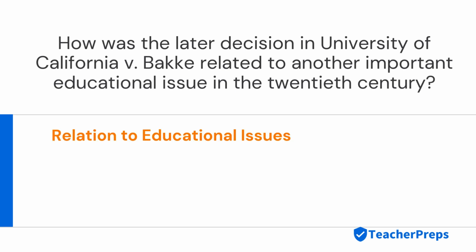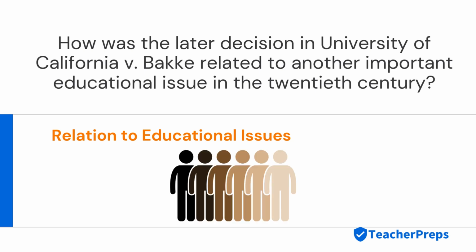All right. In relation to educational issues, in 1978, the Supreme Court decision in the University of California versus, again, excuse me on the pronunciation, Bake, held that while racial quotas in college admissions processes were unconstitutional, institutions could still consider race as one factor among others in admissions. So, this case relates to affirmative action, highlighting ongoing debates about race, equality, and access to education in America.